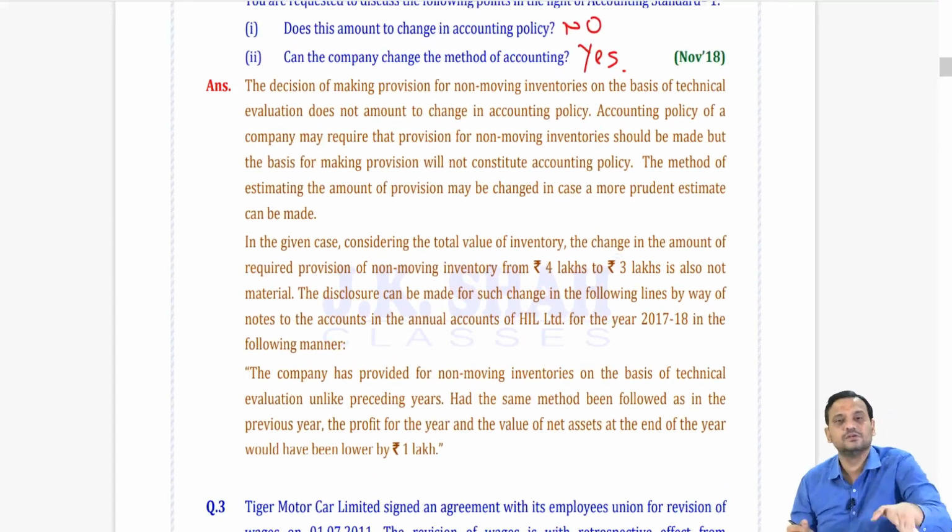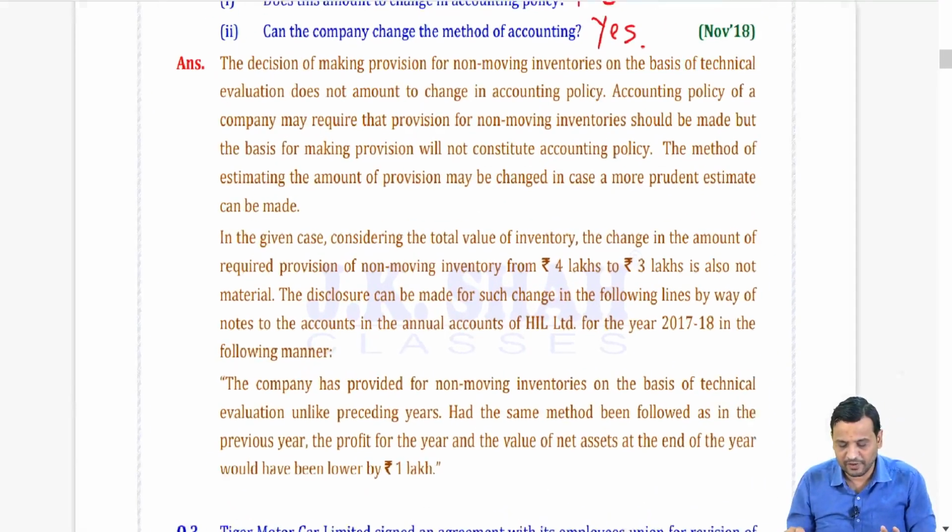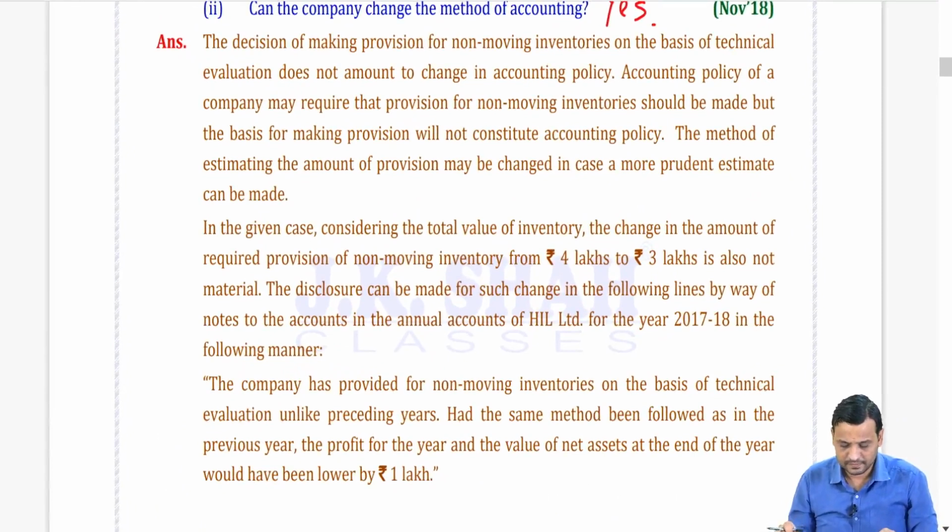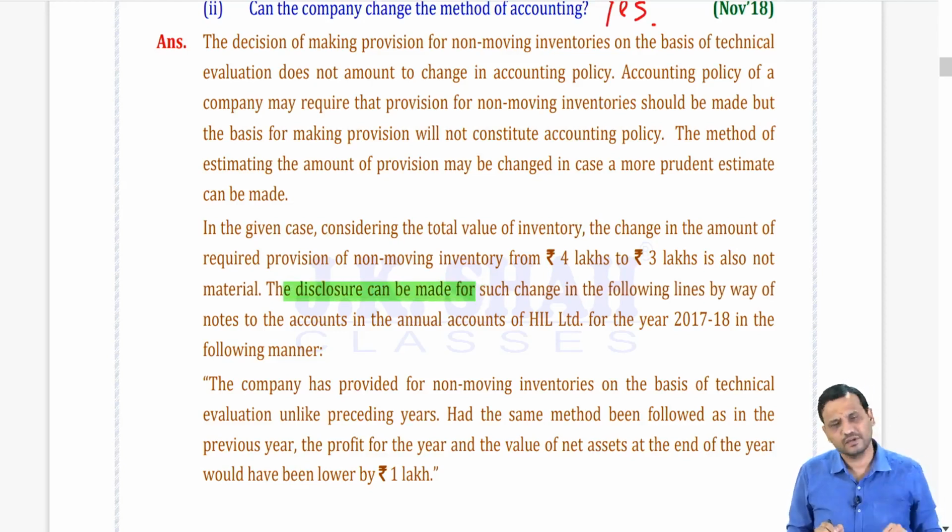Of course, the solution is already there. You can just have one reading. Am I supposed to disclose that I have changed? Answer is no. Here it is written. Read it properly. The disclosure can be made. Should be made? Not. Can be made. If you want, you can disclose. It's not a requirement. Okay, friends.